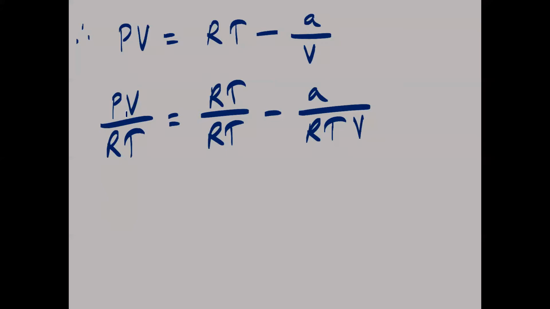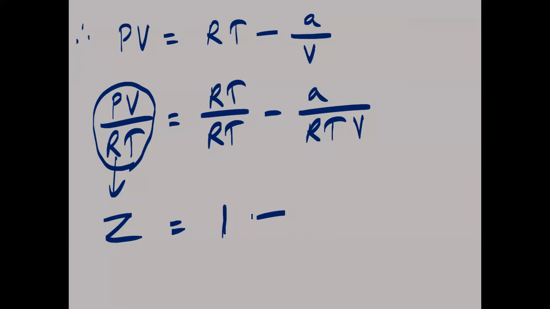So here, what we have taken, PV by RT, is nothing but Z, the compressibility factor. Z is equal to RT by RT, that is 1, minus A by RTV. So Z is equal to 1 minus A by RTV. That means Z value less than 1, Z value greater than 1 here.